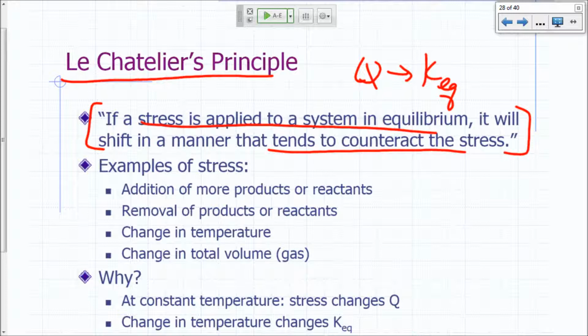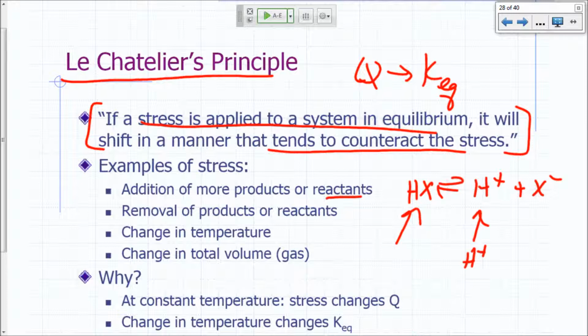So examples of stresses that you can apply to a system at equilibrium: you can add more products or reactants. Let's say you have a reaction, HX gives you H plus and X minus, for example. It's just a generic reaction. You can add more H plus from some other source like HCl. That's adding more products. Or you can add more reactants. Or you can remove products or reactants. You can change temperature.